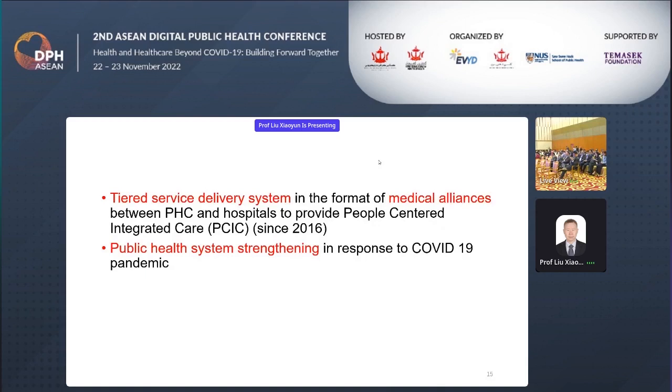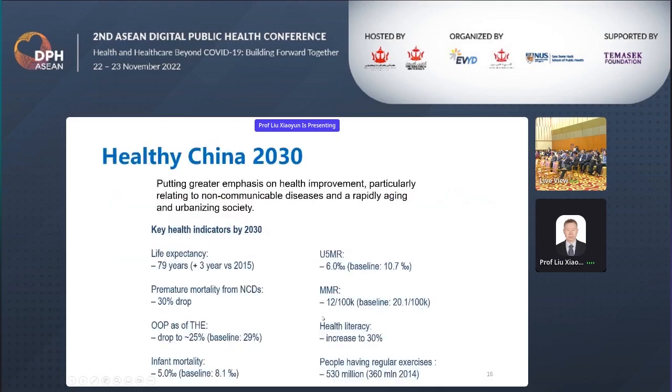Within these medical alliances, we use a shared information system. We use some financial incentive from the health insurance schemes, and also use some health workforce strategies to support the medical alliances, encouraging more people to use the primary healthcare services. And during the COVID-19 pandemic, China also started to strengthen the public health system, especially the Center for Disease Control.